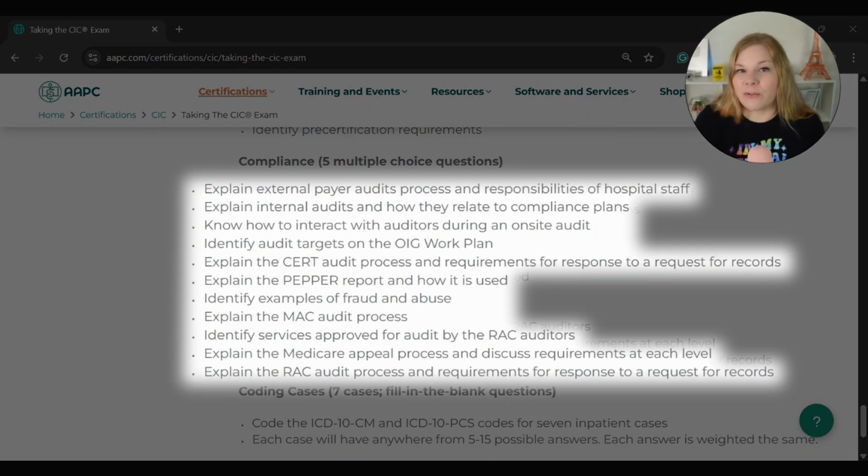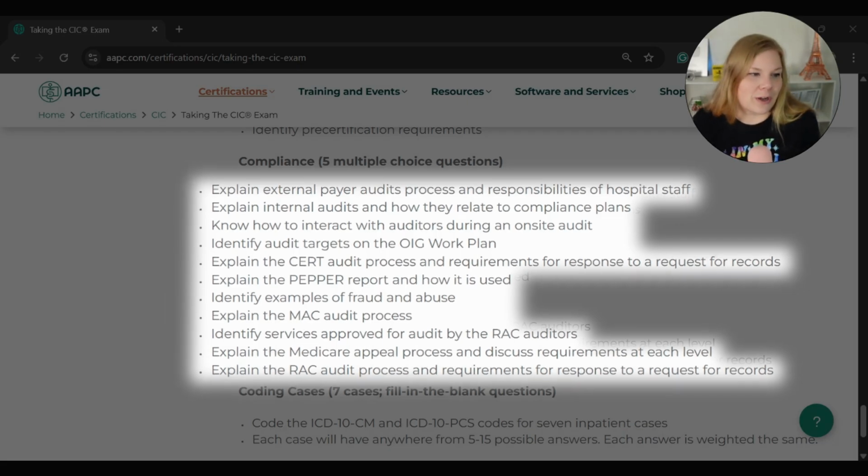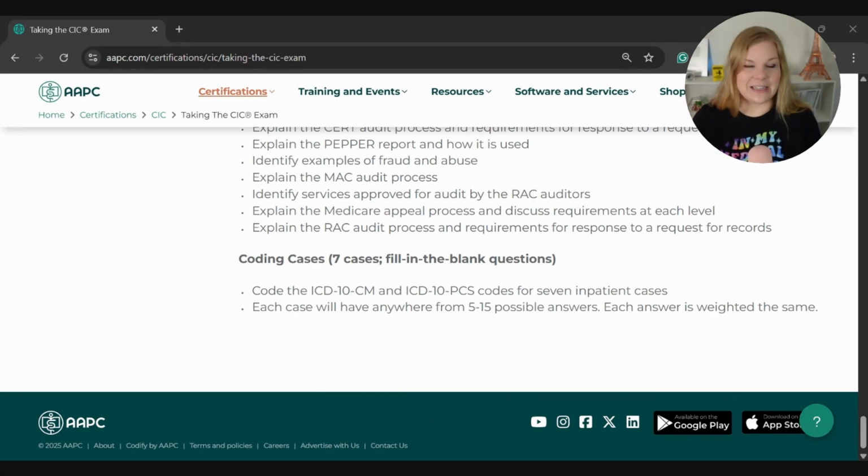So again, if you already know some good stuff about compliance, this might not be an extra thing that you have to learn because it's about CERT and PEPPER and MAC audits and internal audits versus external audits. And then there are these 7 cases, and the 7 cases are fill in the blanks.